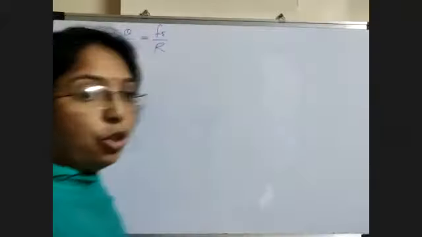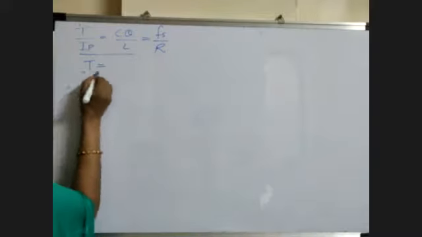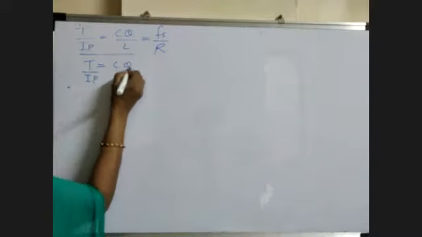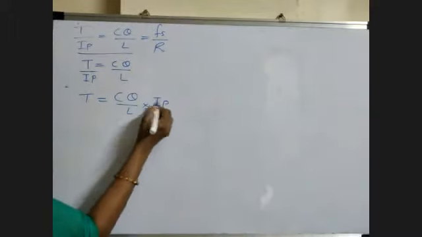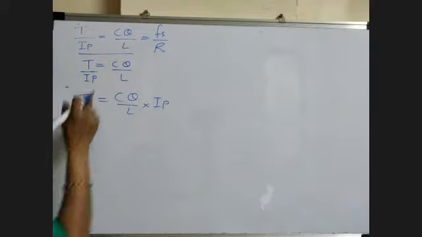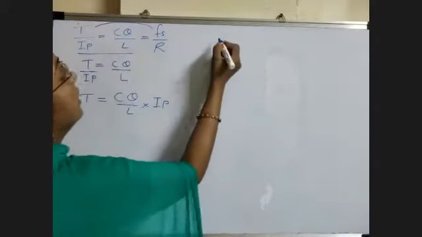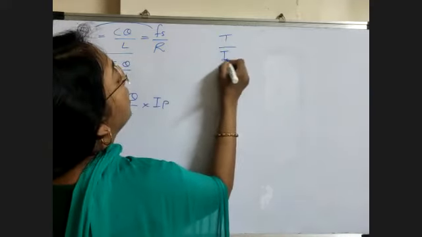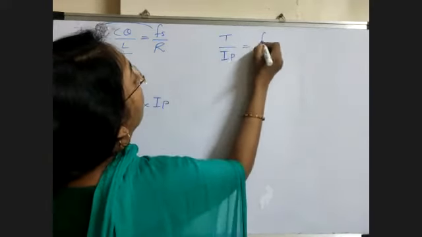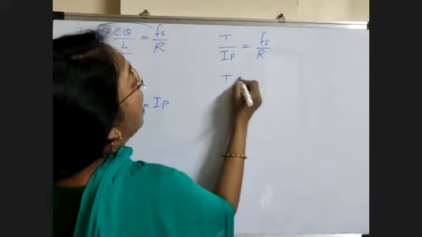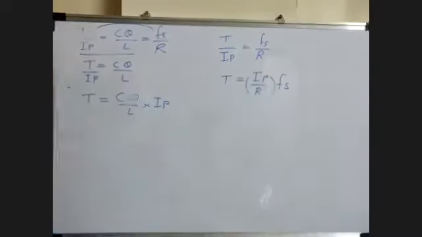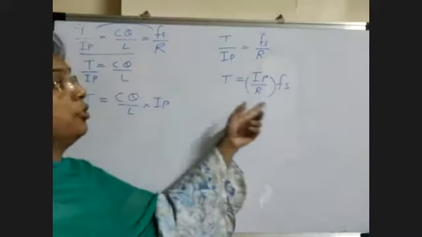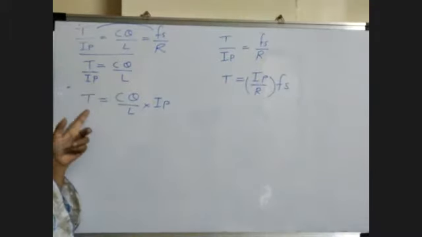If we consider the first two parts, T upon Ip is equal to C theta upon L. Taking T on one side, T is equal to C theta upon L into Ip. This is the equation of torque based on the angle of twist. Now if we equate the first and third, T upon Ip is equal to Fs upon R. So T is equal to Ip upon R into Fs. This is the torsional equation based on shear stress.